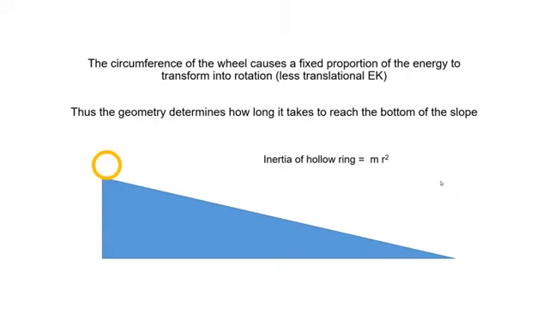Now, if we replace that with the opposite end, this is a hollow ring where all of the mass is located at the full radius. There's no mass located close to the axis of rotation, in which case we end up with 1 times mass times radius squared. Therefore this object is a lot more reluctant to turn. So due to this, it takes significantly longer to reach the bottom of the slope.